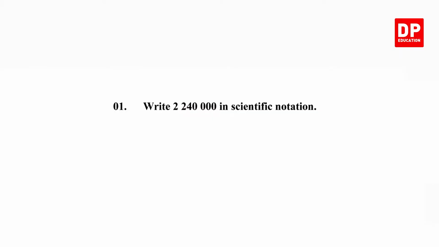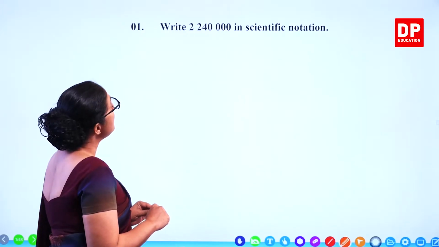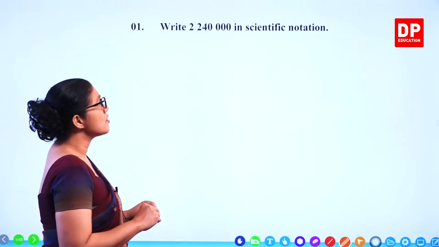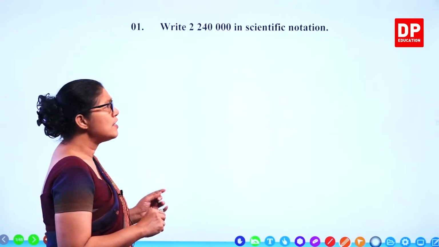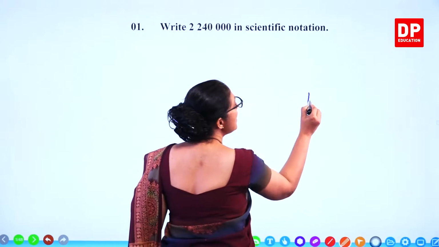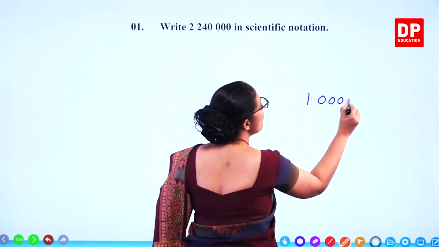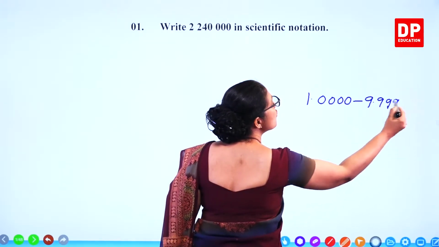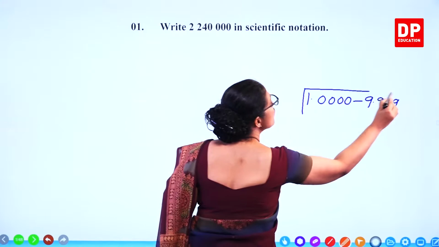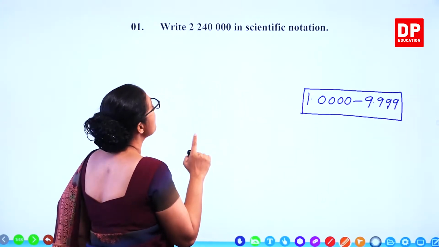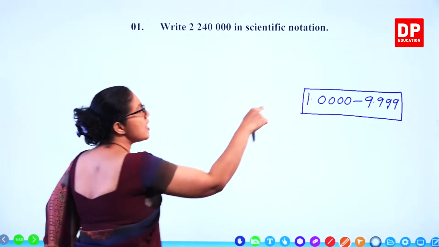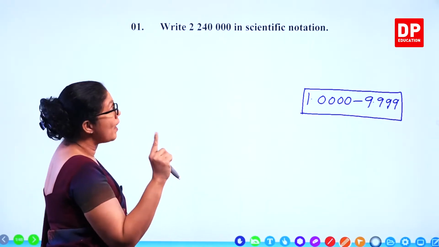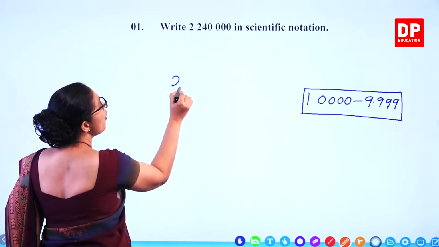Question number 1. Write 2,240,000 in scientific notation. What does scientific notation mean? We are trying to put the number in between 1 and 9.999. You can take any number of decimal places. That's called scientific notation. So we have to put this number inside this range. What's the number in between 1 and 9? We can take 2.24.